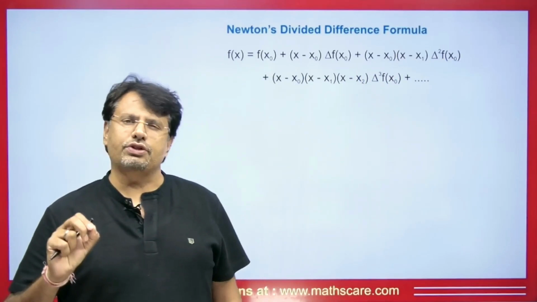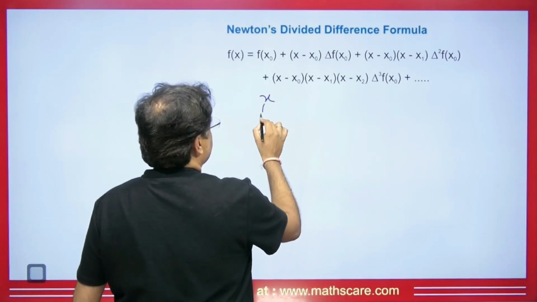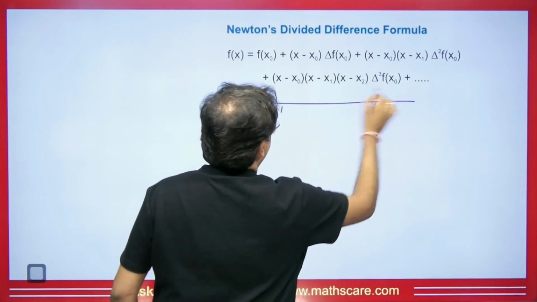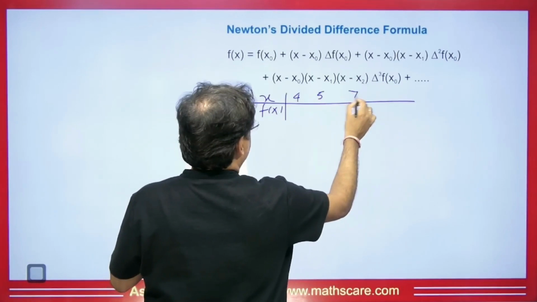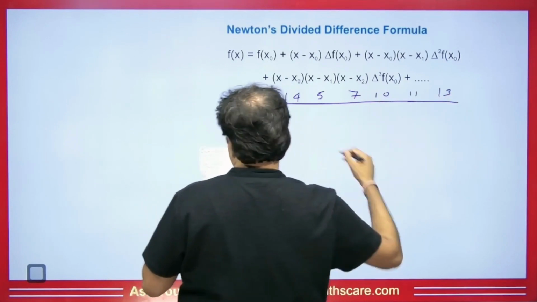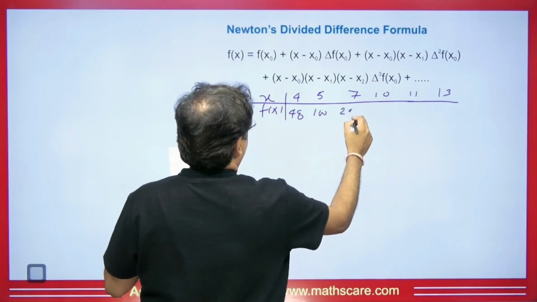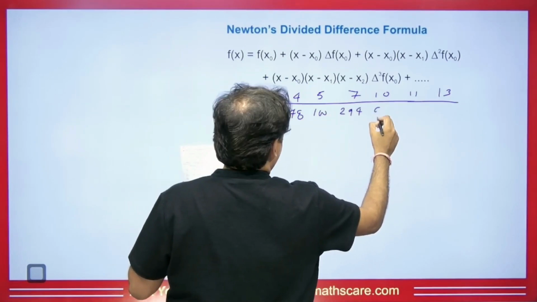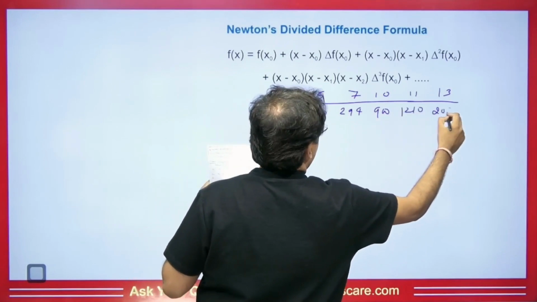Now a question will arise in your mind. How to solve the question? I will take a question here. There is this given to us, x and fx. Here we are given that the values of x are 4, 5, 7, 10, 11 and 13, right? This is the value of x which is given. So according to this, this is given here: 48, 100, 294, 900, 1210 and 2028. Right, students?